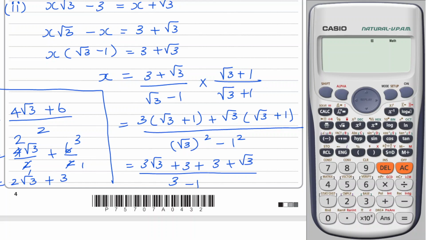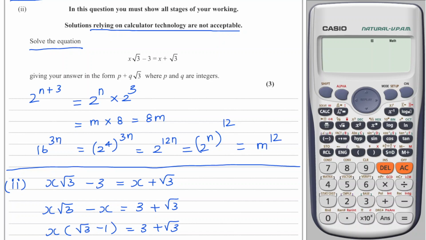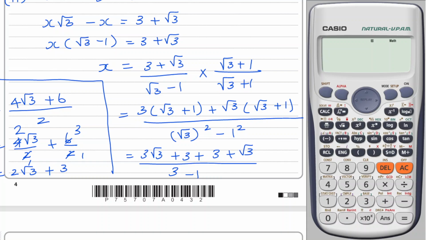So 2 root 3 plus 3 will be the answer. That is the thing we need to show in our question, right? We need to write it in the form of p plus q root 3. So we are getting that answer as 2 root 3 plus 3. When writing in the same format, we can write 3 plus 2 root 3. That's it. That is our answer.